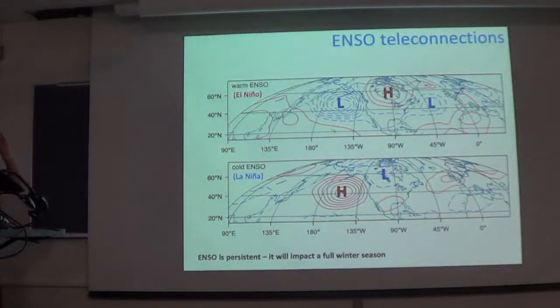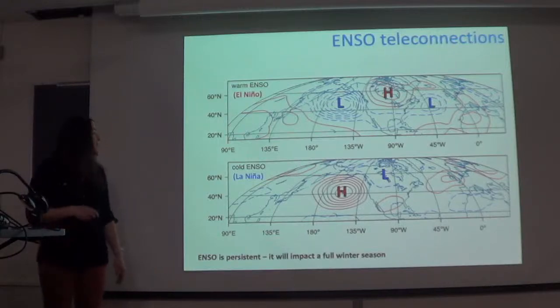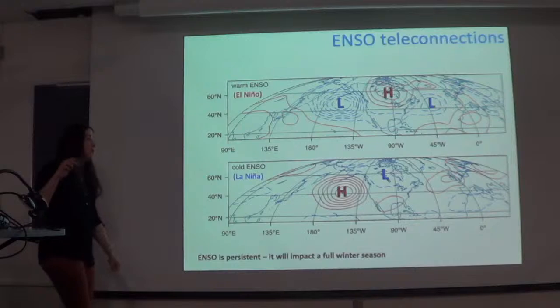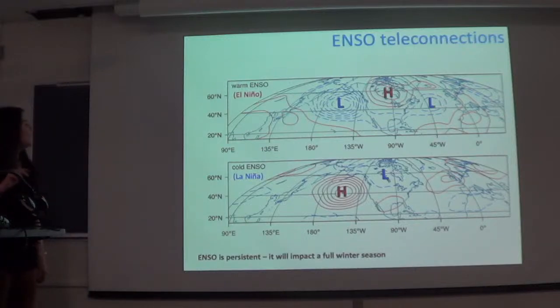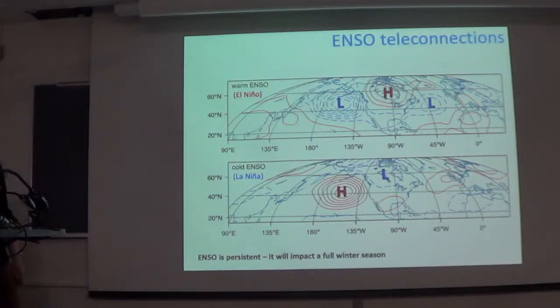Okay, so here we have the ENSO teleconnection. The top is El Nino, the bottom is La Nina. And this is showing upper level geopotential height anomalies. During El Nino, what we typically see is a cyclonic anomaly over the North Pacific, and then an anticyclonic anomaly over North America, and then a cyclonic anomaly. So this is the wave train that propagates as a result of the enhanced convection associated with ENSO.